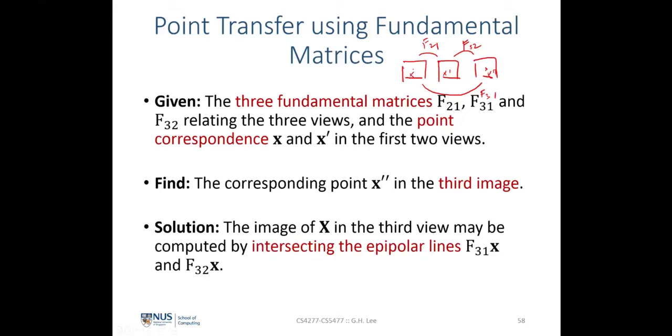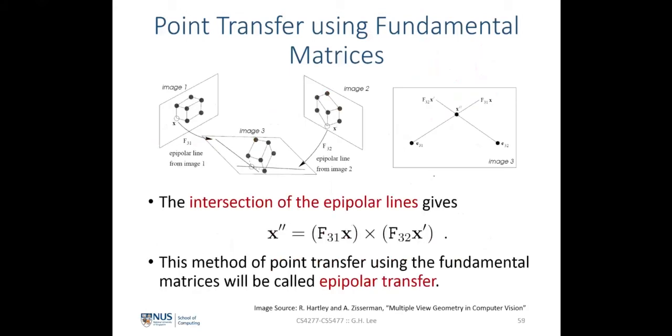The answer is yes, of course, and it can be simply found by the intersection of the epipolar lines formed by x and x prime in the first two views. And let's see how it's going to be done. So in the first view, we can transfer the point x in the first image via the fundamental matrix denoted by F31 into the third view as the epipolar line.